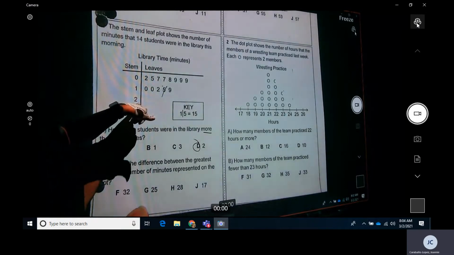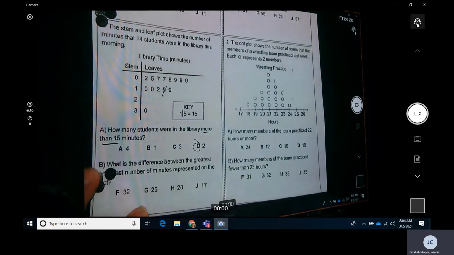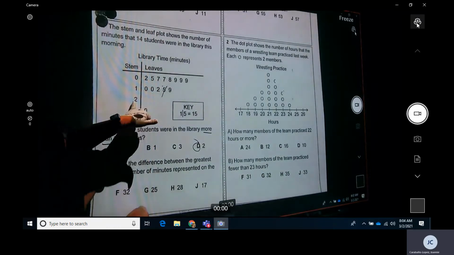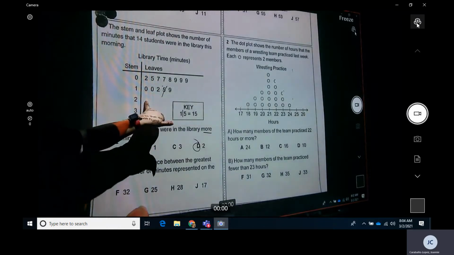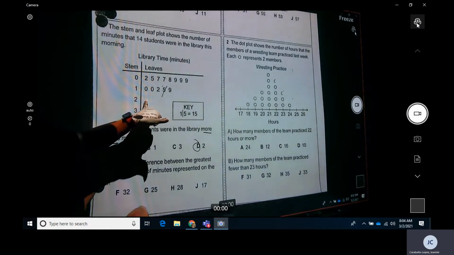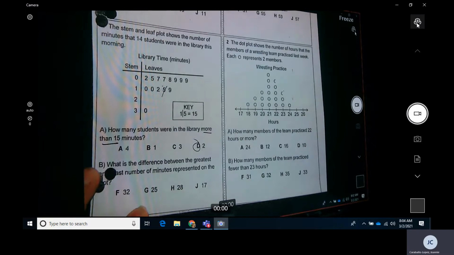Did any student spend 20 minutes? ¿Algún estudiante pasó 20 minutos? No, because there's no leaf. If you have a stem and no leaf, that means no one was there, okay? ¿Entendido? Okay, perfect. Let's move on.